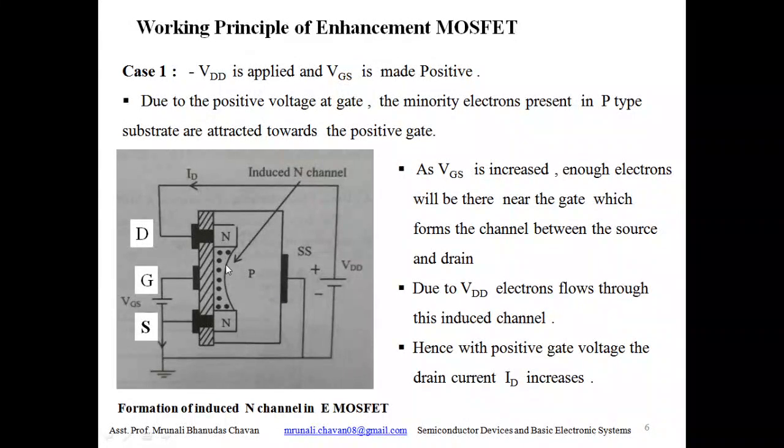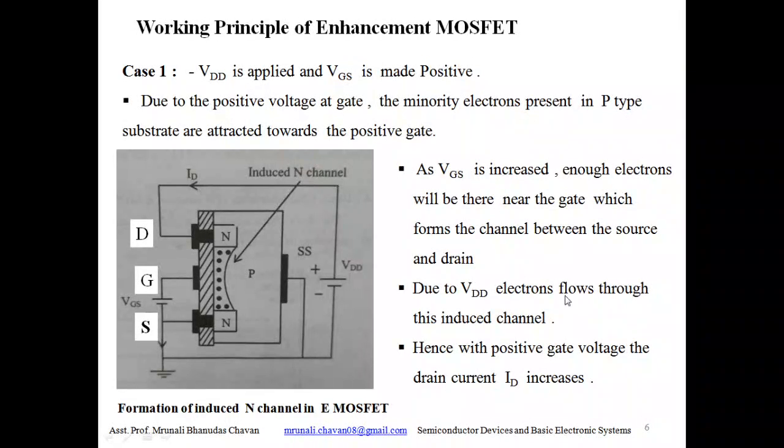As it is not present or not made at the time of manufacturing, but it is induced, it appears when we apply the VGS or increase the VGS. So due to the minority electrons present in the p-type substrate, these minority electrons will get attracted towards the positive gate terminal, and it will induce a channel, that is induced N channel.